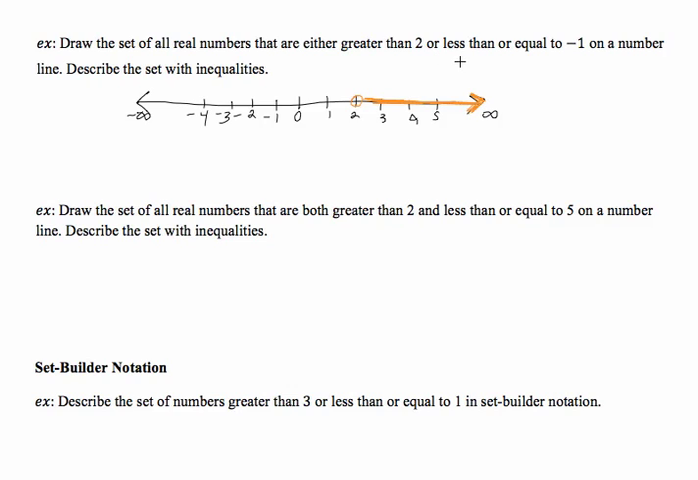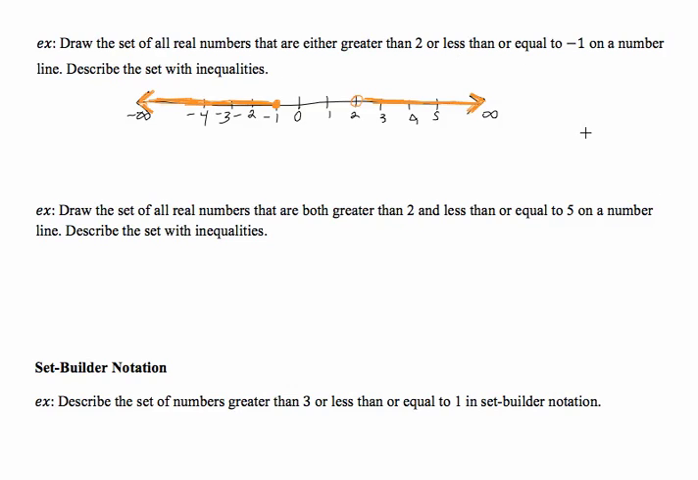Or if the number is less than or equal to -1. So -1 is included in this set, so we'll put a closed circle there to indicate that -1 is a part of it. And all the numbers less than -1 are part of the set. So the colored in area represents all the numbers that are a part of this set.